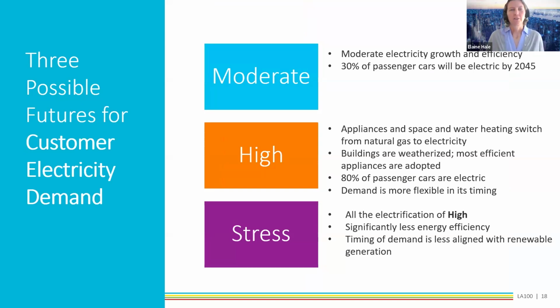Our moderate load projection had both moderate amounts of increased efficiency and electrification. High had a lot of energy efficiency and a lot of electrification. And then the stress case had all the electrification of the high projection, but a lot less energy efficiency, and also a different build out of electric vehicle chargers to change the timing of charging demand, so that we could see what a worst case for the grid might look like.